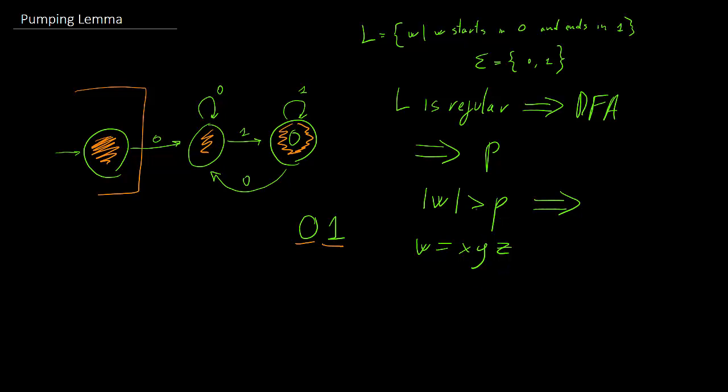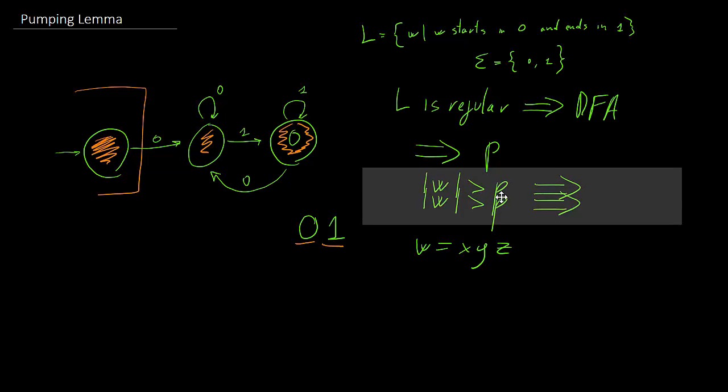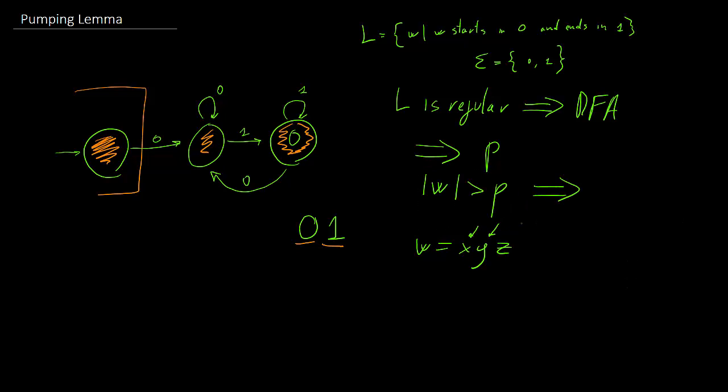Now, just to make sure you understand, these things here are not symbols. They are substrings. Each of X, Y, and Z is a substring, so they contain symbols. They're just a shorthand. The important thing is that there's a part you can pump in W. So maybe there's something before. This X could be empty. This Z could be empty. But there is a part which can be pumped, which is Y.